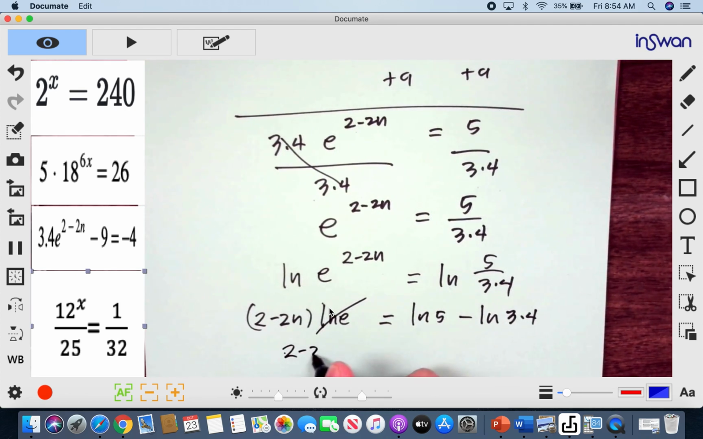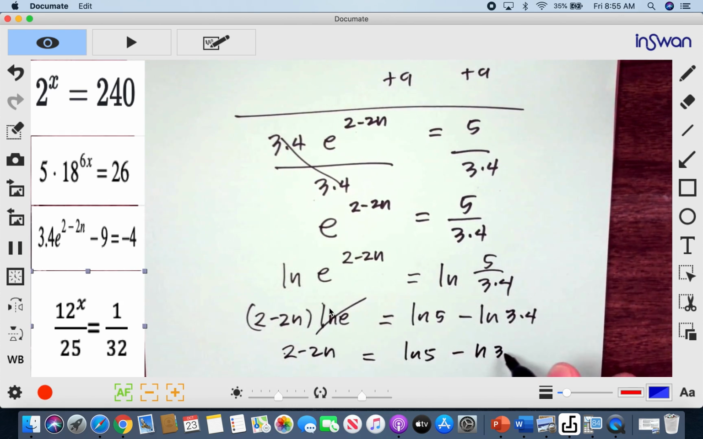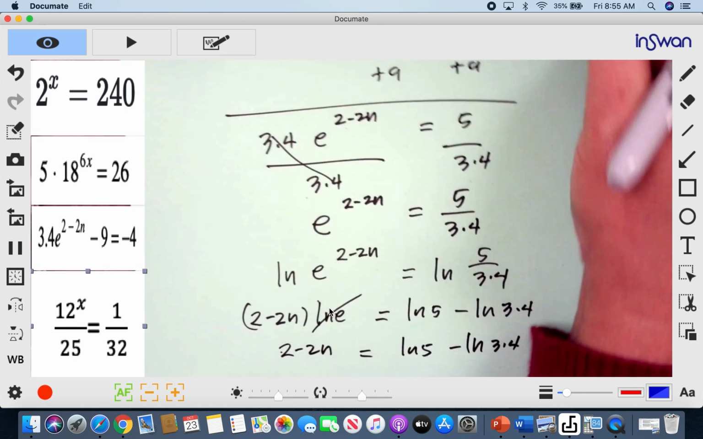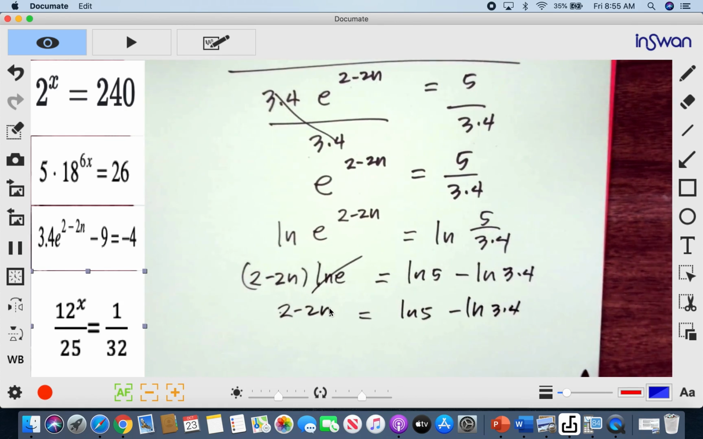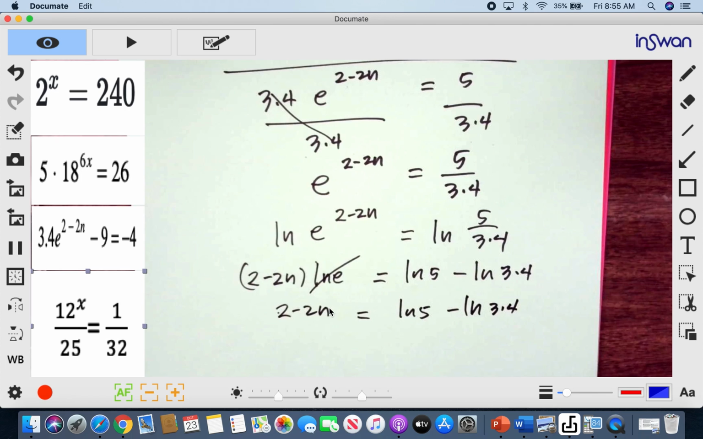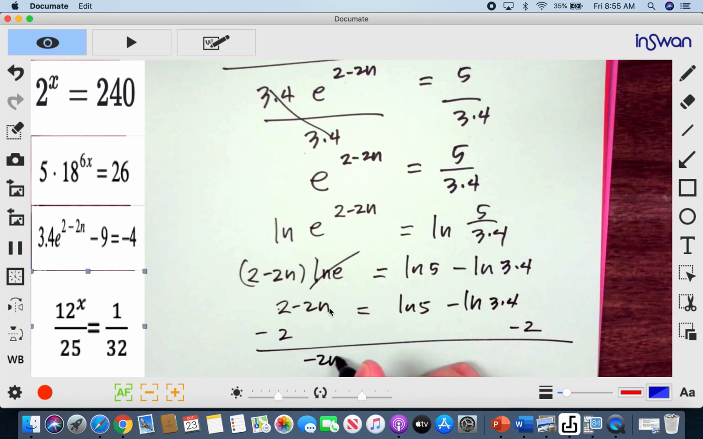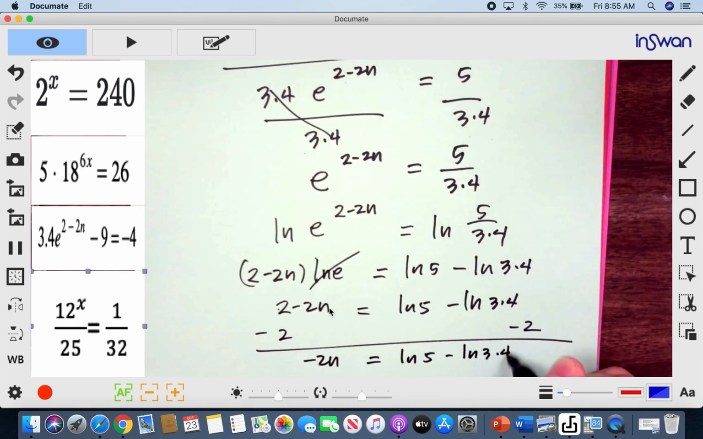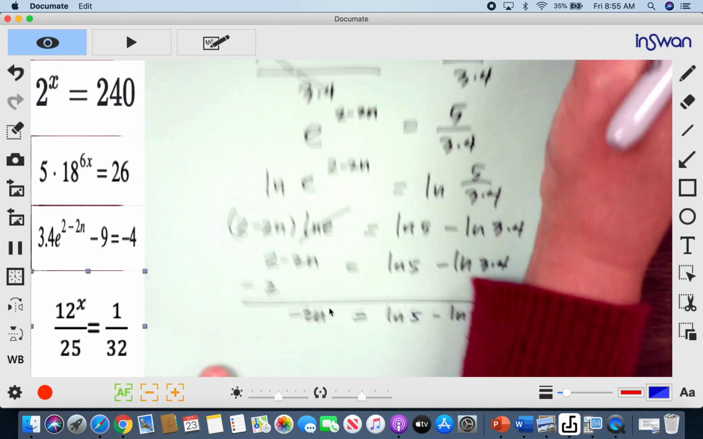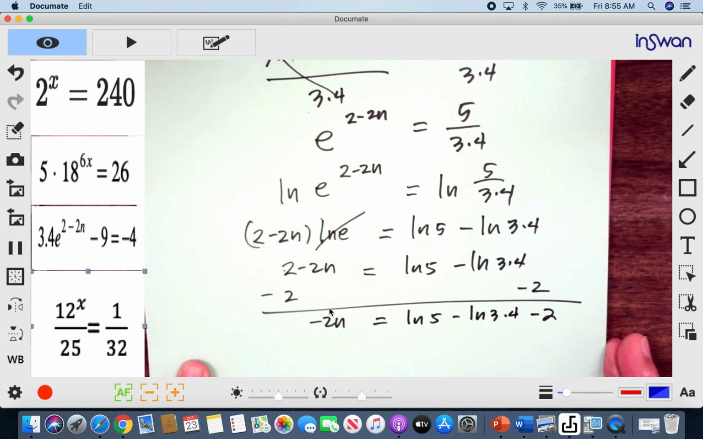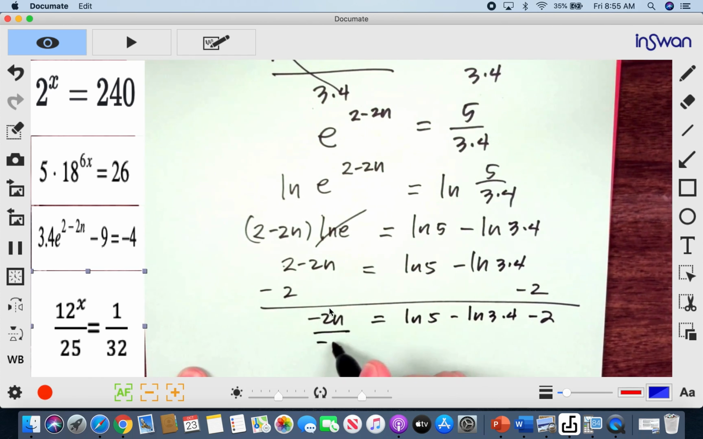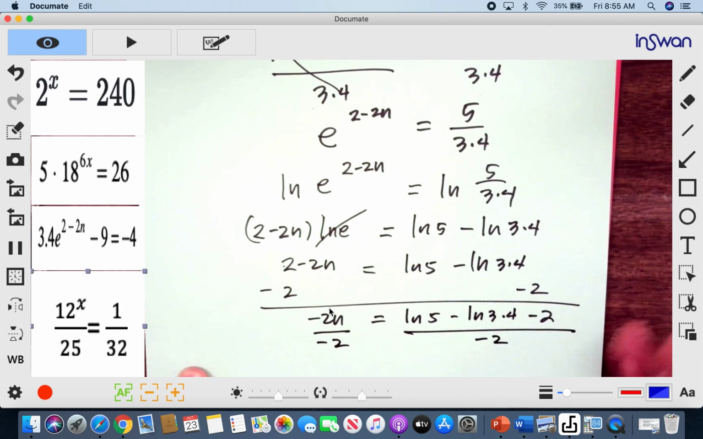So you have 2 minus 2n equals ln 5 minus ln 3.4. And so we can now subtract 2 on both sides of the equation. And that's going to make this negative 2n is equal to ln 5 minus ln 3.4 minus 2. Okay, again, my aim is to find the exact value of my n. So I'm going to divide both sides of the equation by negative 2.